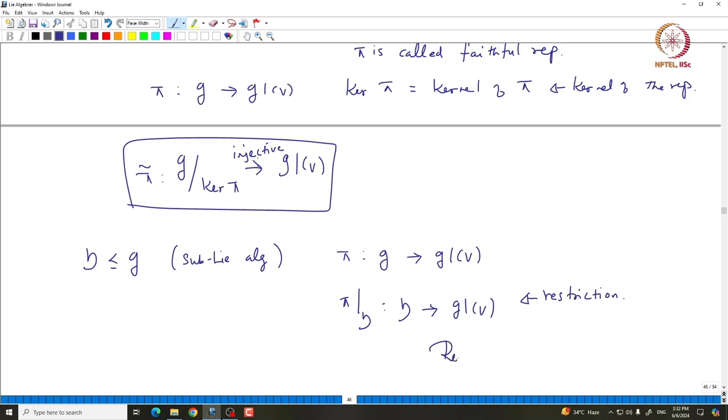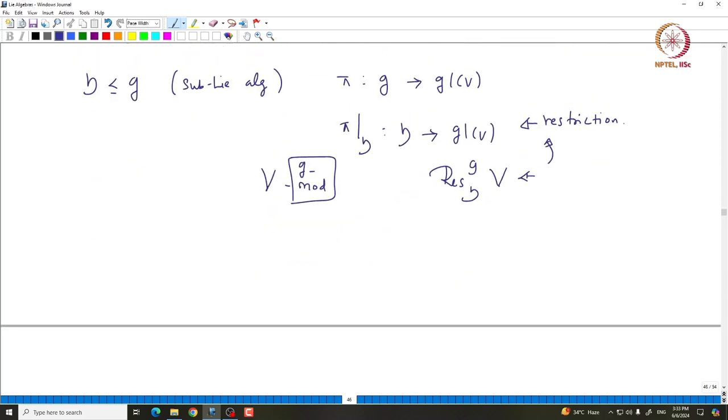Sometimes it is denoted as the restriction from G to H without mentioning the representation pi. So, suppose we take the module V, which is a G module. Then the restriction G H of V denotes this particular restriction representation. One can actually generalize this further. One can define what is called the pullback of a representation. So, what is pullback?